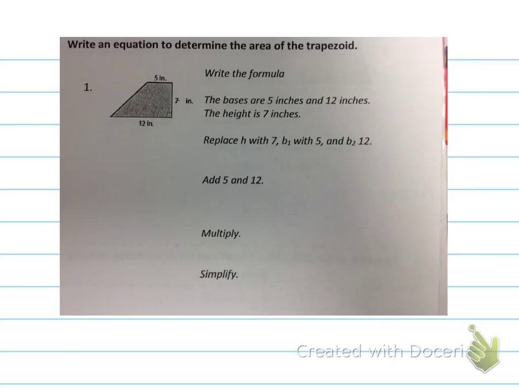So let's practice. Write an equation to determine the area of a trapezoid. And here is our picture. So we have our formula. Our formula says that area equals the height times b1 plus b2, and our 1 and 2 are small. They're not big 1s and big 2s. That's going to throw us off. And that's all over 2.